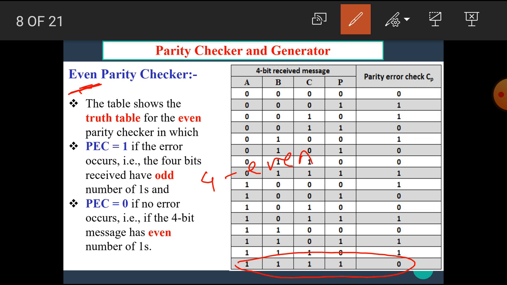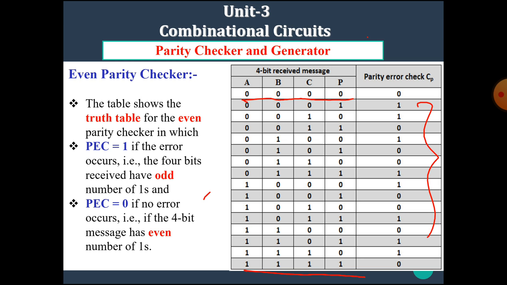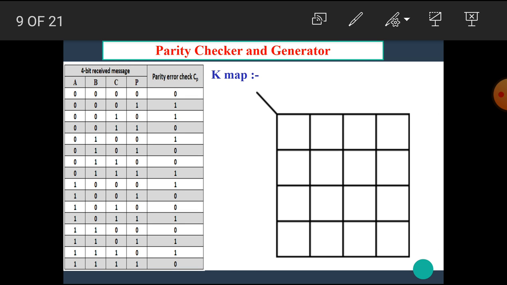Hence there is no need to place 1 here. We have to place 0 here. Similarly, we can write this parity check bit with all the combinations from 0 0 0 0 to 1 1 1 1. Okay, I hope you all understand how to draw the truth table for the same. Now let's find the K map for the same.